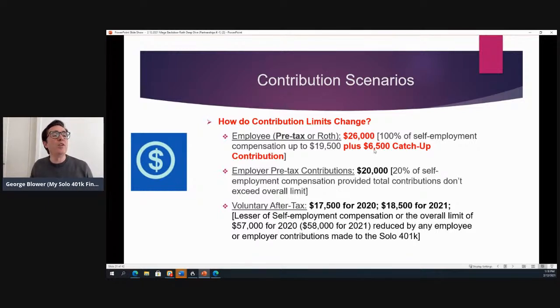But note here, they ignore the $6,500 for purposes of figuring out how much they can contribute as an after-tax contribution. So effectively, they're making $63,500 worth of contributions for 2020 and $64,500 worth of contributions for 2021. So you really don't change that. That means you don't change how much you can contribute as an after-tax contribution. So they're still able to do that $17,500 after-tax contribution for 2020 or $18,500 after-tax contribution for 2021, and then move it from the after-tax account to the Roth account.